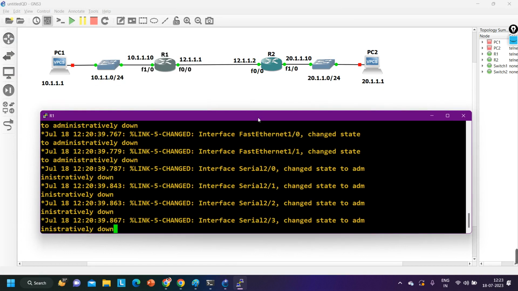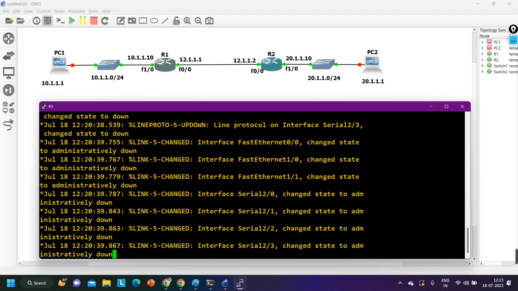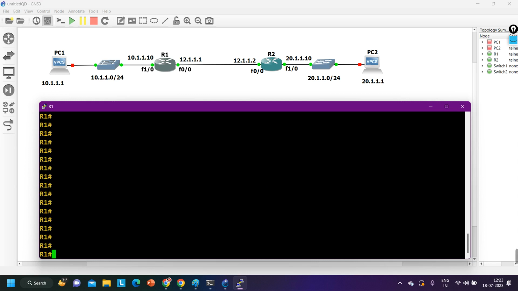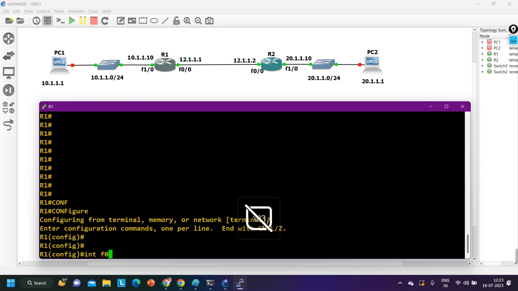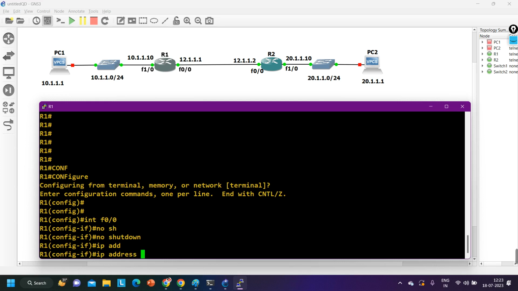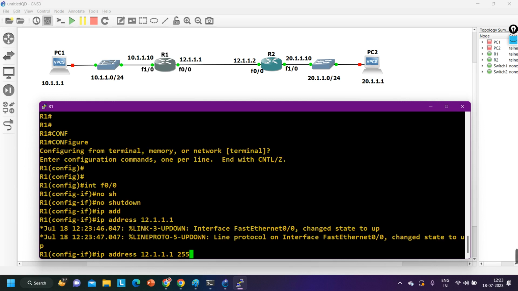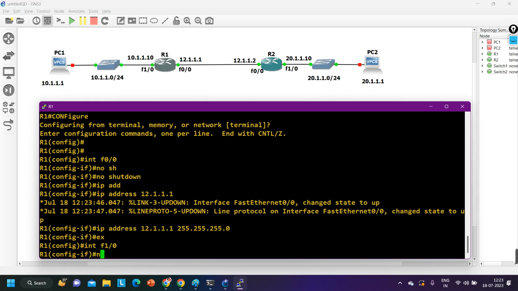This is my router 1. Let me increase the size of the console so that we can see the entire thing. On router number 1, let me configure one IP. To IP interface F0/0. What will be the IP over here? 12.1.1.1, 255.255.255.0, exit, interface F1/0.